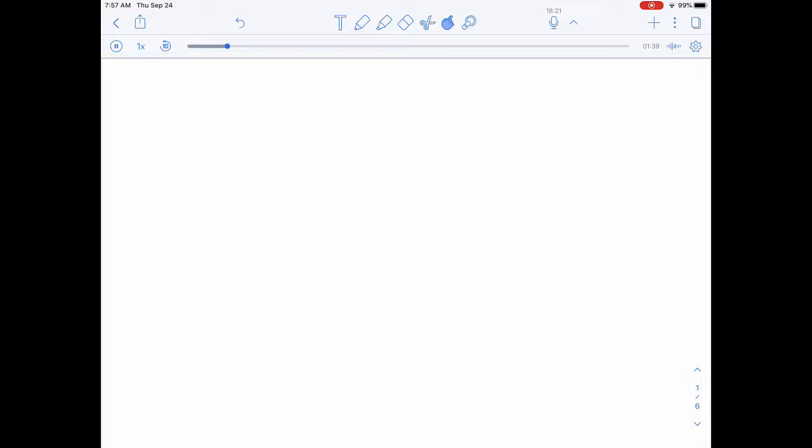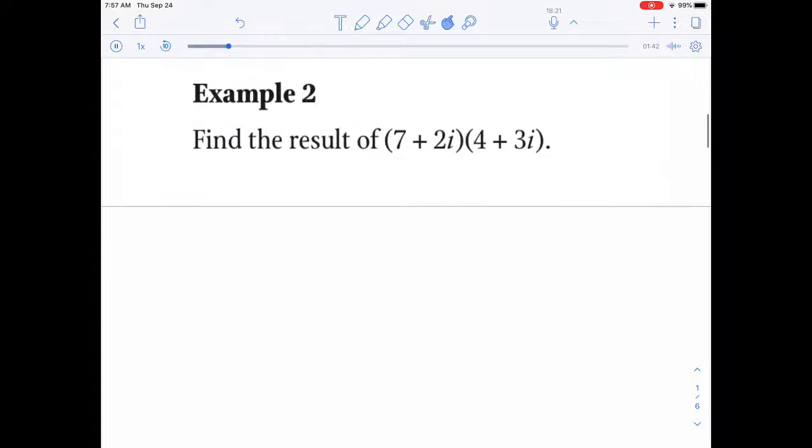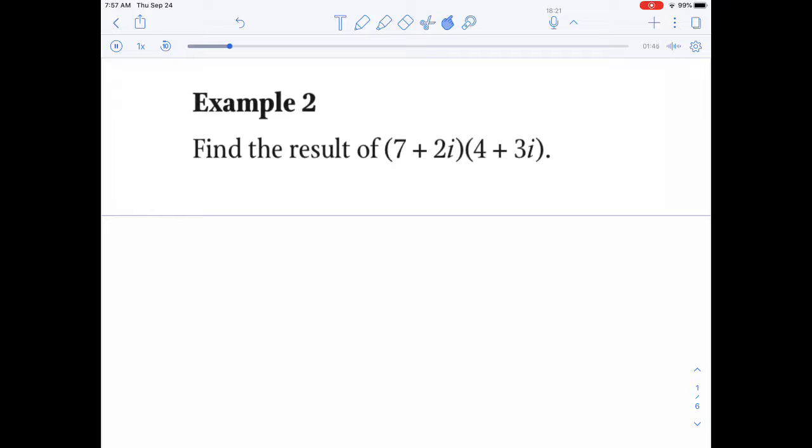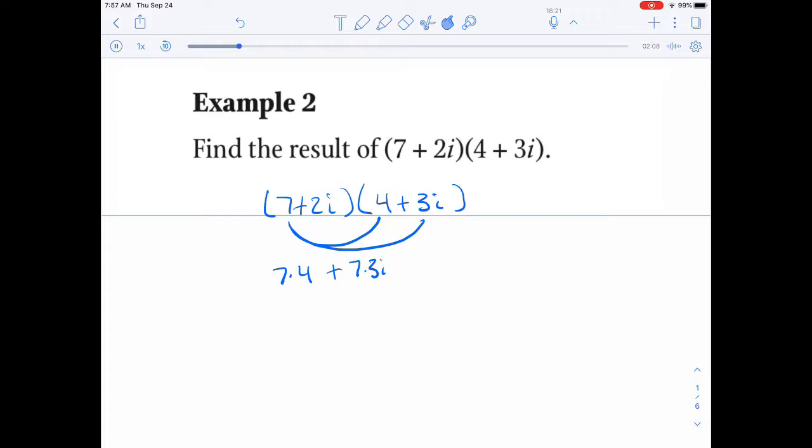Example 2. Find the result of the complex number 7 plus 2i multiplied by the complex number 4 plus 3i. So let's write down our expression of 7 plus 2i multiplied by 4 plus 3i. Let's use the distributive property. So 7 multiplied by 4 plus 7 multiplied by 3i plus 2i multiplied by 4 plus 2i multiplied by 3i.